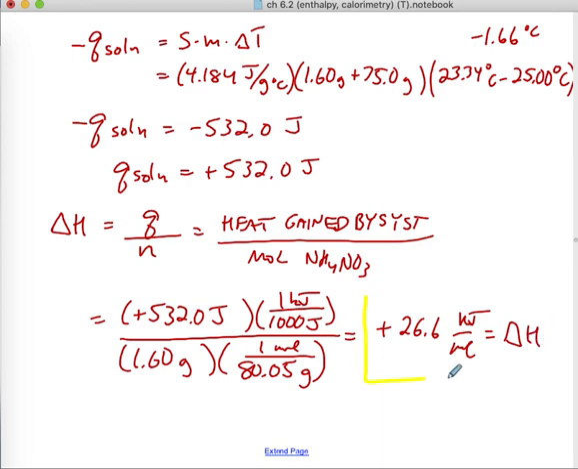The fact that it's positive means that it's an endothermic process. Ammonium nitrate solutions get cold as it dissolves, and in fact, this is how cold packs work. If you've ever twisted your ankle while you were playing soccer and you cracked open a cold pack, what you were doing is dissolving ammonium nitrate in water. It lowered the temperature because it's an endothermic process. Okay, and that's all for calorimetry.